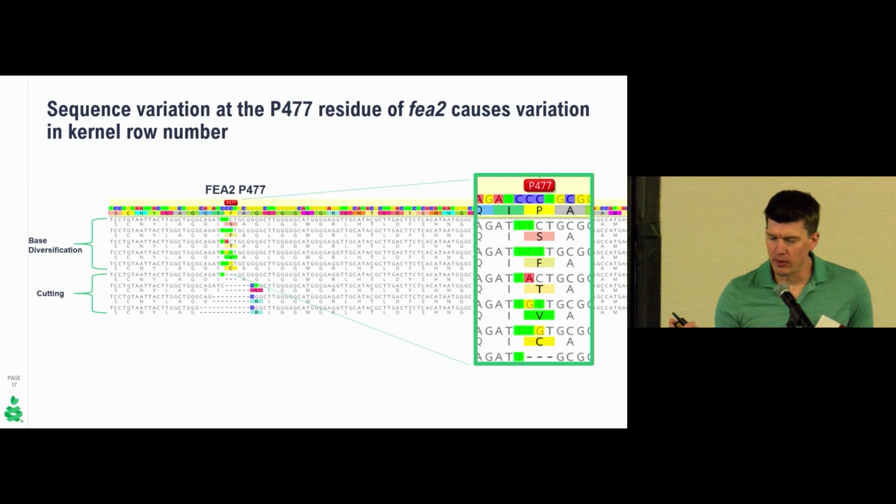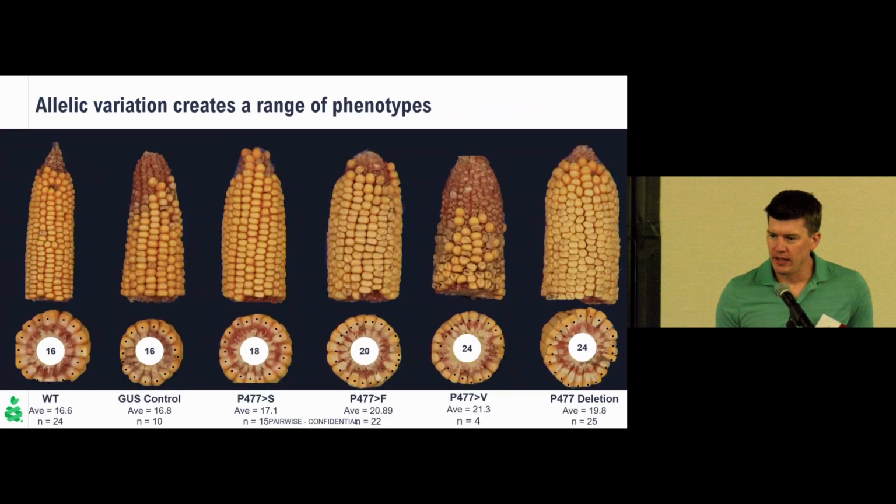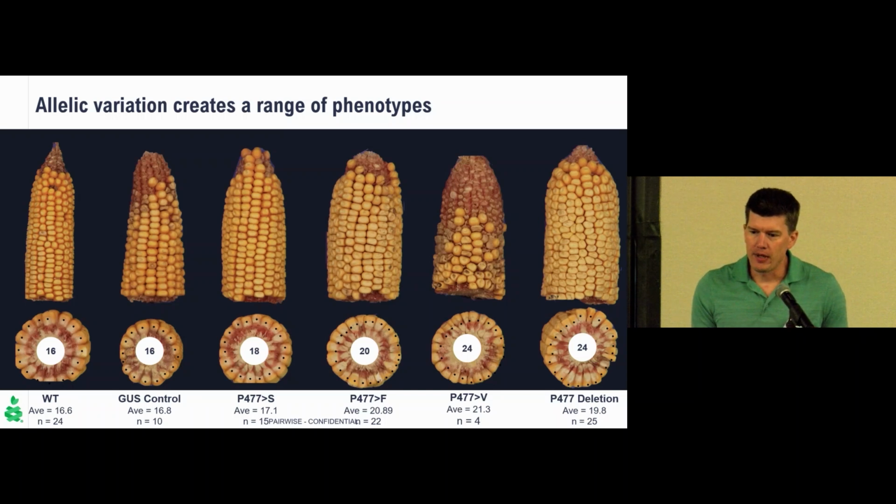So this led to what we refer to as an allelic series. And then we tested the allelic series in the greenhouse. The unedited inbred genotype that we had been using gives 16 kernel rows typically. And we found that each of our edited alleles gave an increase in kernel row number from 18 up to 24 rows.